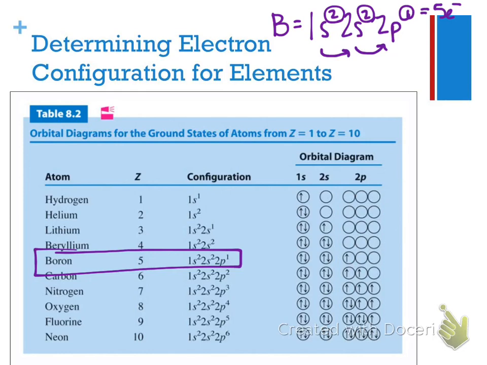Do you see on your pathway how we followed that along too? We went 1s, then 2s, then 2p. Okay, how are we feeling about that? Pretty good so far?